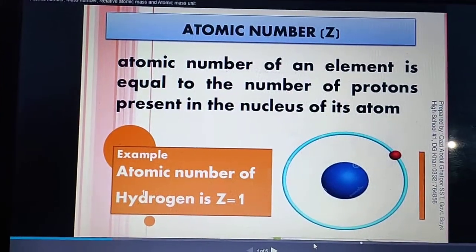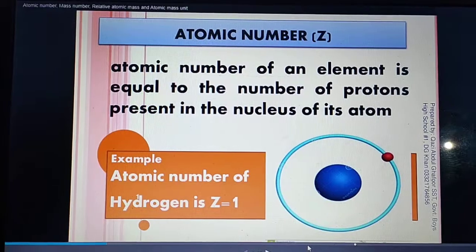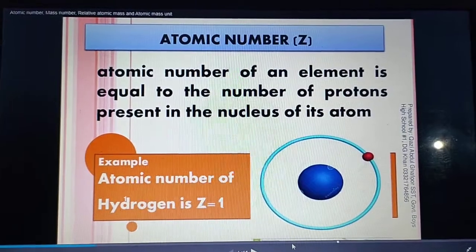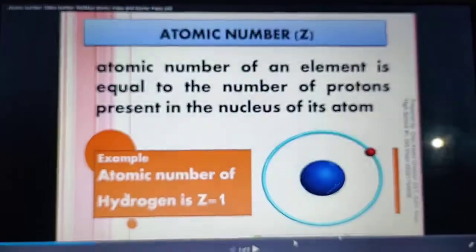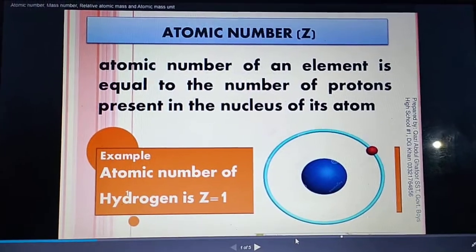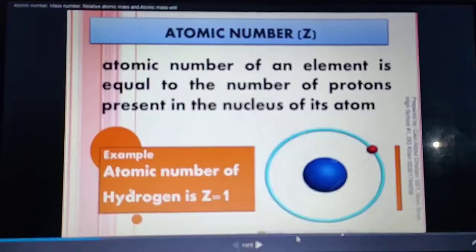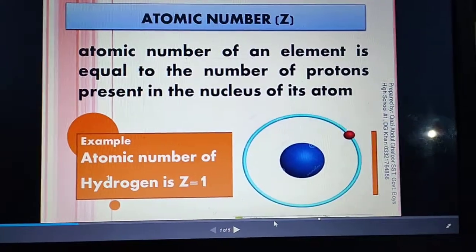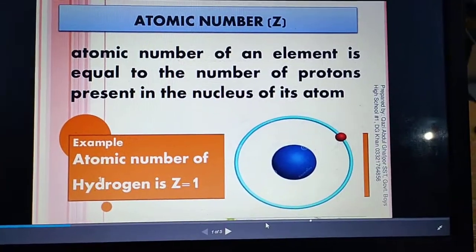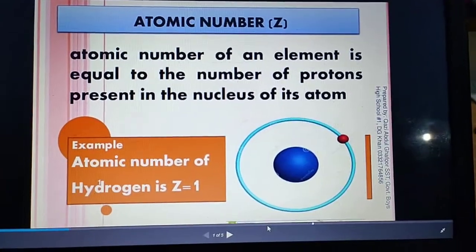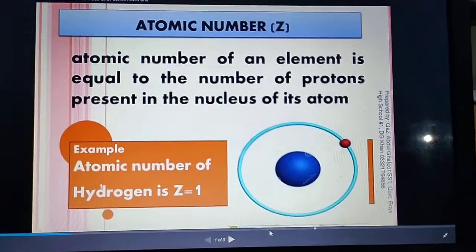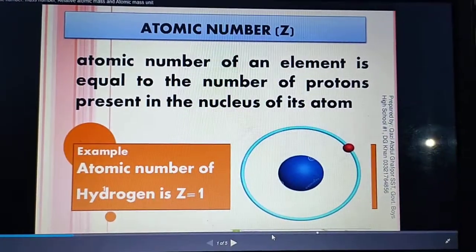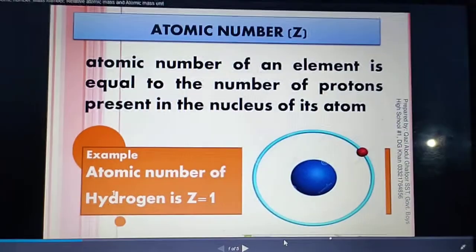As we know, in the nucleus protons and neutrons are present. So the atomic number of an element is equal to the number of protons inside the nucleus of an atom of that element. So Z is equal to P, you can say. Take hydrogen: it has 1 electron and 1 proton, and no neutron is there. So what is the atomic number of hydrogen? It is 1, because the number of protons is 1. So this is all about atomic number.